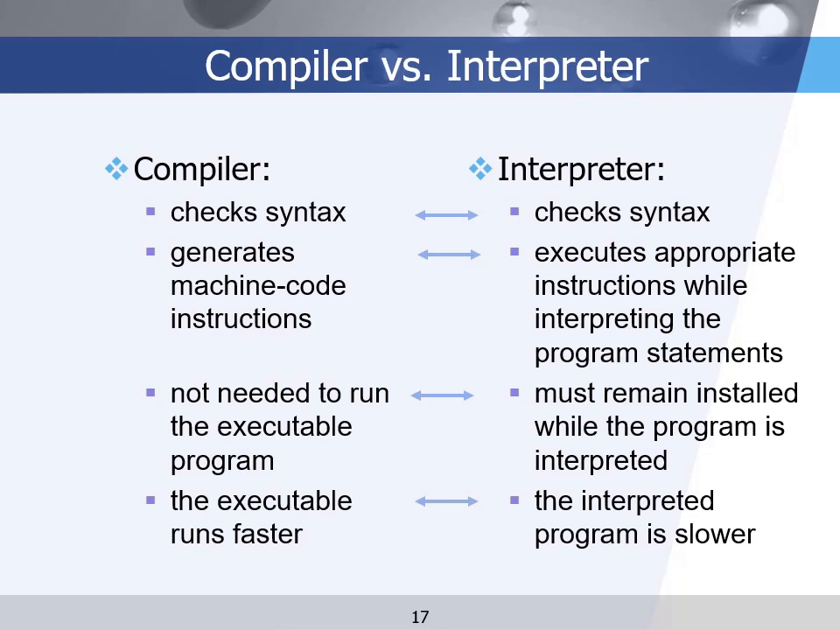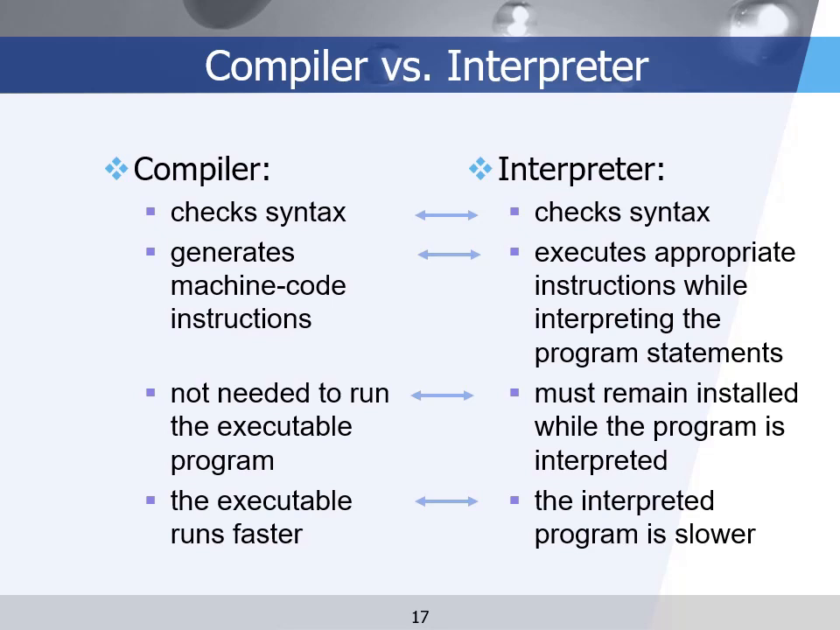So the compiler and the interpreter will both check your syntax, but the difference is that the compiler will generate the machine code instructions, but the interpreter will not generate the machine code, it will execute the program directly. But the good thing for the compiled program is that after you compile and link your program, you don't need the compiler. You can run the program without the compiler.